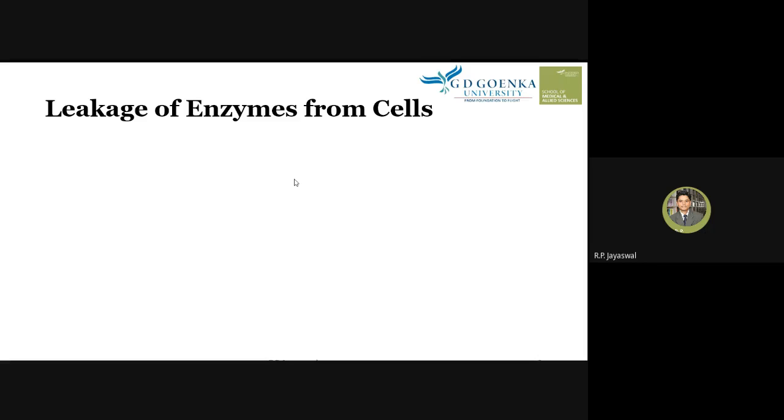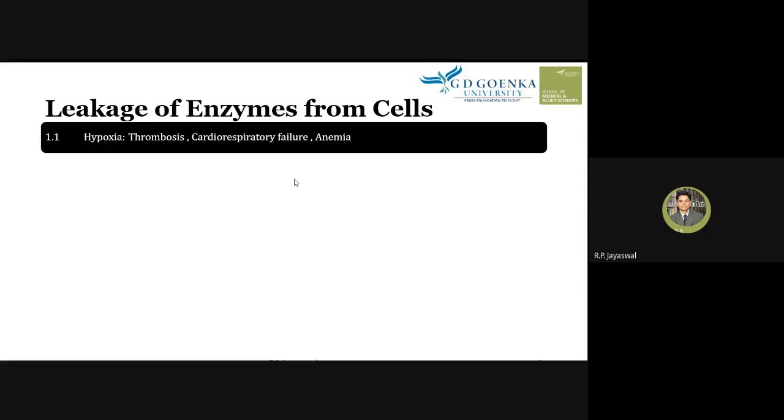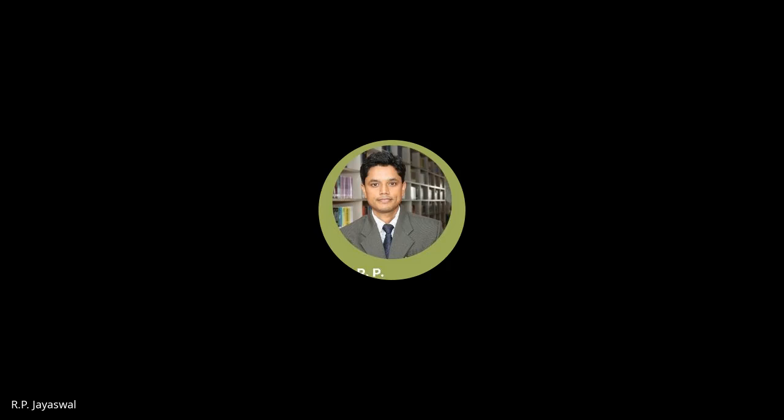We can see the enzyme in the blood. Normally, the enzymes are not synthesized or directly produced inside the blood, but we get enzyme in the blood because the cells may rupture, the cell membrane may be damaged, and because of that they come into the blood.